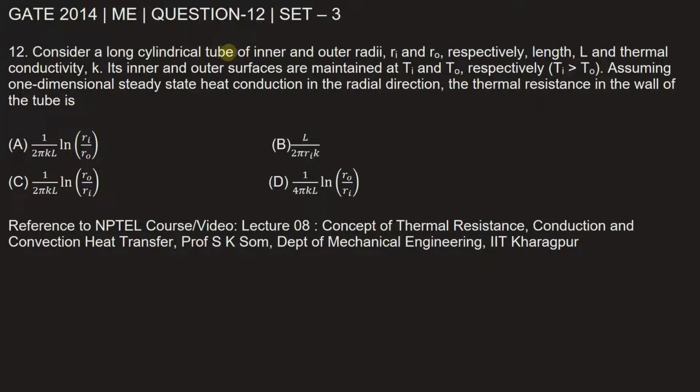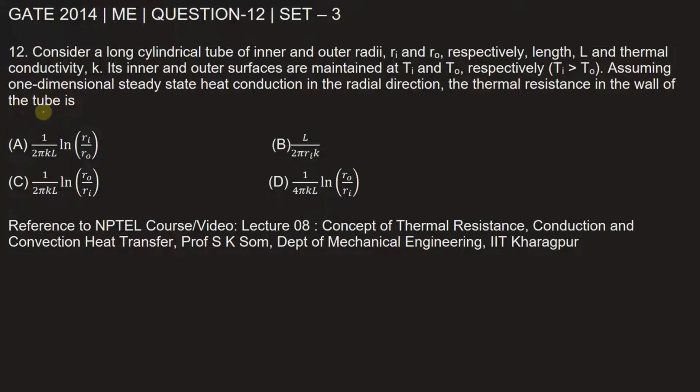Consider a long cylindrical tube of inner and outer radii Ri and Ro respectively, length L and thermal conductivity K. Its inner and outer surfaces are maintained at Ti and To respectively, where Ti is greater than To.